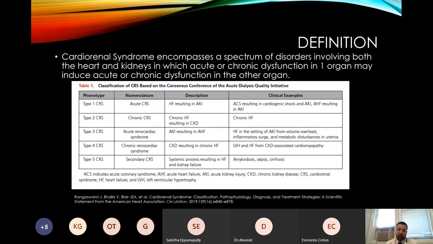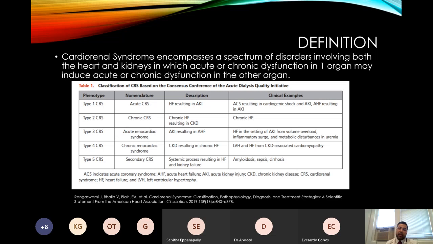Type 1 is acute cardiorenal syndrome. An example of this is heart failure resulting in acute kidney injury. Clinical example, acute cardiac syndrome resulting in cardiogenic shock and AKI, or acute heart failure resulting in AKI. Type 2 cardiorenal syndrome is chronic cardiorenal syndrome, where chronic heart failure results in chronic kidney disease. An example of this would be chronic heart failure. Type 3 changes around the prima movens to renal cardiac syndrome acutely, AKI resulting in acute heart failure. An example of this is heart failure in the setting of AKI from volume overload, inflammatory surge, and metabolic disturbances in uremia.